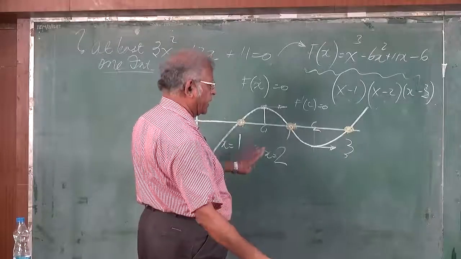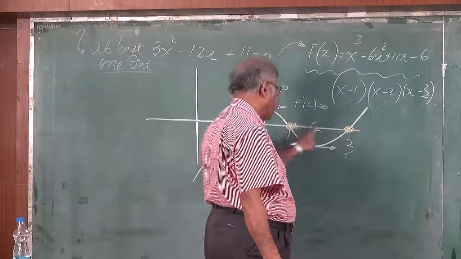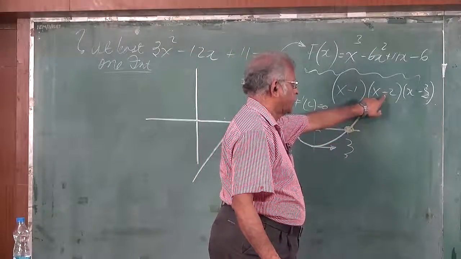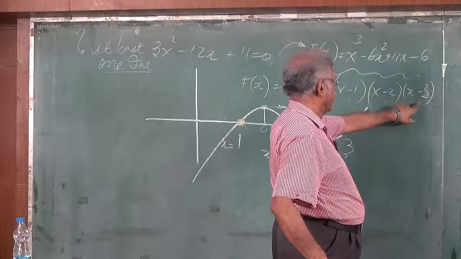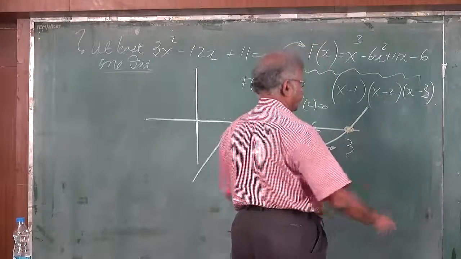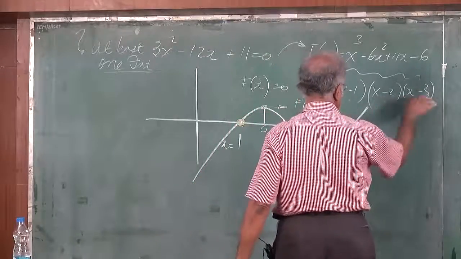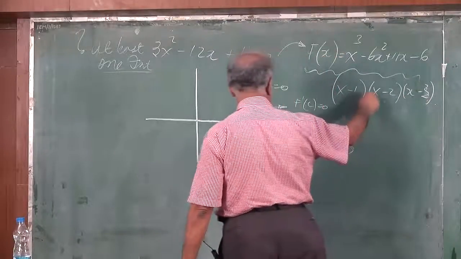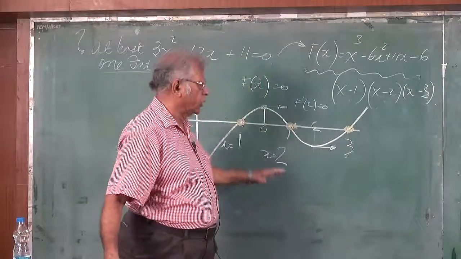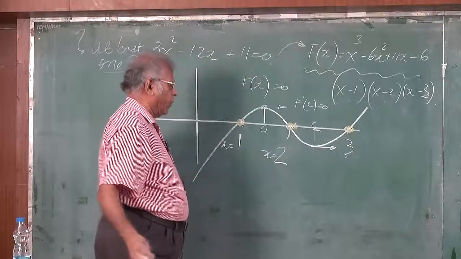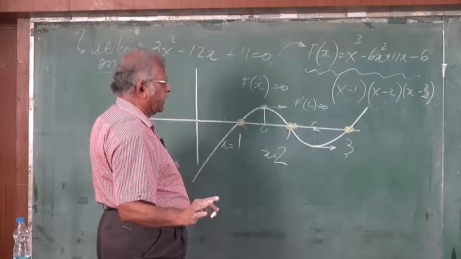By similar reasoning, when x is between 2 and 3, this is positive, more than 2, this is negative, and this is positive. So the whole sign is negative. So by those considerations, we can see how this particular graph varies. Now the rest of the work is very simple.